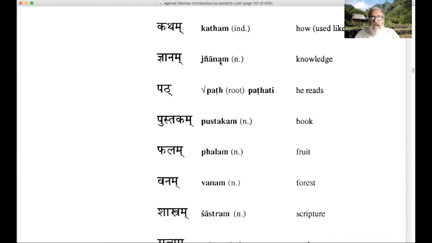So then we have jnanam. What is jnanam? It's a neuter noun. It's an A ending neuter noun. Short A ending neuter noun. Jnanam means knowledge, right?